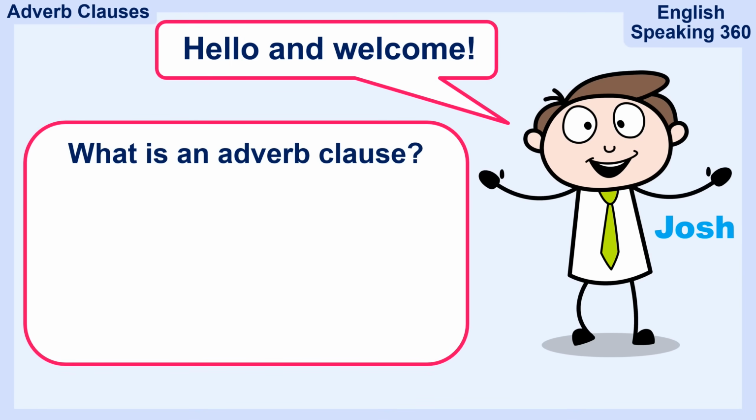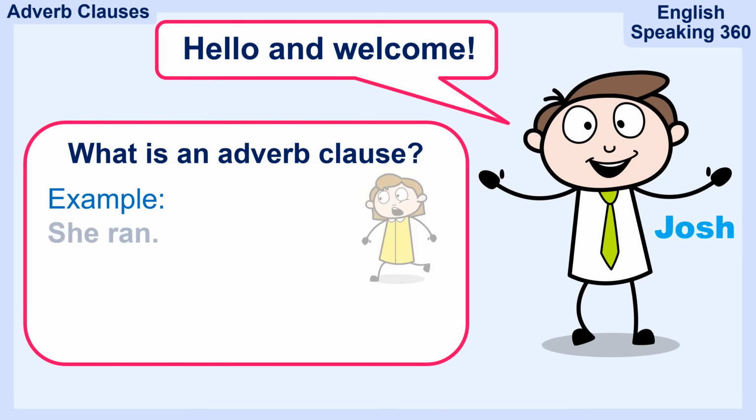What is an adverb clause? The best way to explain it is with an example. She ran. She ran is just a basic sentence, a subject and a verb, but we don't have any other information. We don't know how she ran. We don't know why she ran.